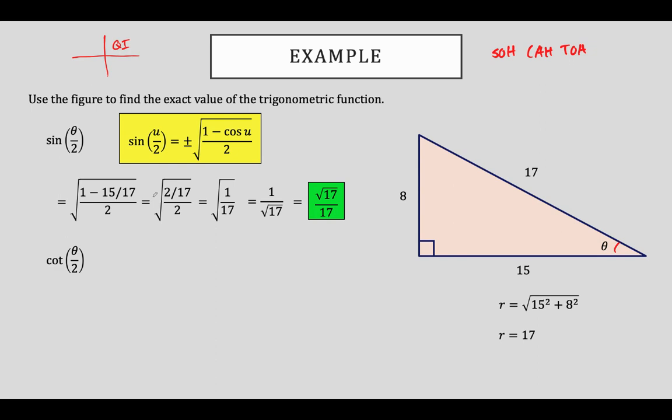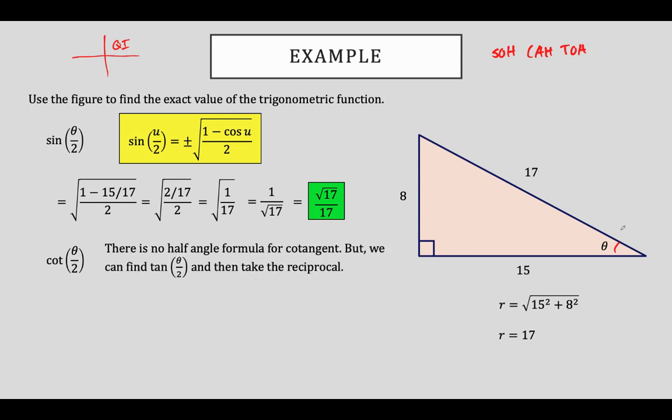Let's now find the cotangent of theta over 2. Well, we're trying to find the cotangent of half of this angle theta. Maybe we want to use our half angle formulas. That being said, there is no half angle formula for cotangent, but we can find the tangent of theta over 2 and then take the reciprocal to give us our answer. Notice that tangent is the reciprocal trig function of cotangent. So if we know what the tangent of theta over 2 is, we can flip it to get the cotangent of theta over 2.